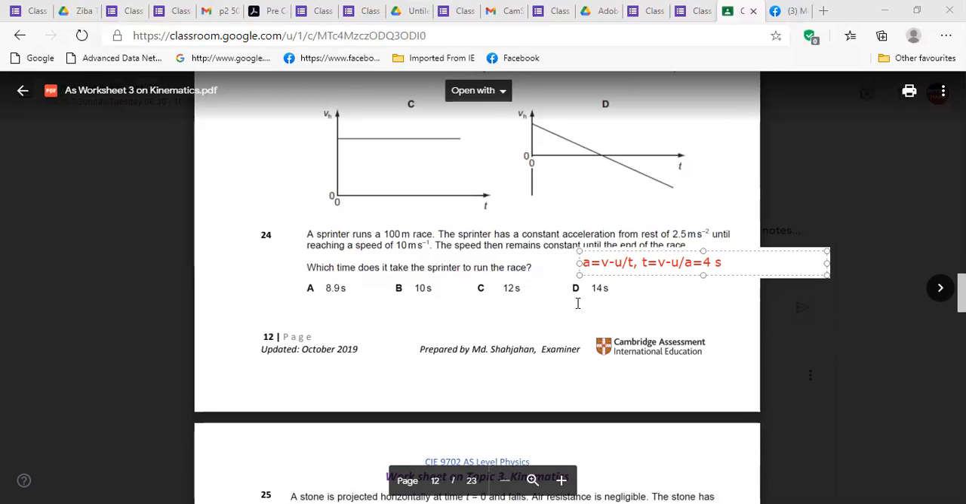So what is the formula? v equals d by t, right? And t equals d by v. Then what is the time coming? d is 80, divided by 10, that is 8. So 8 plus 4 is 12 seconds. Now you understand?